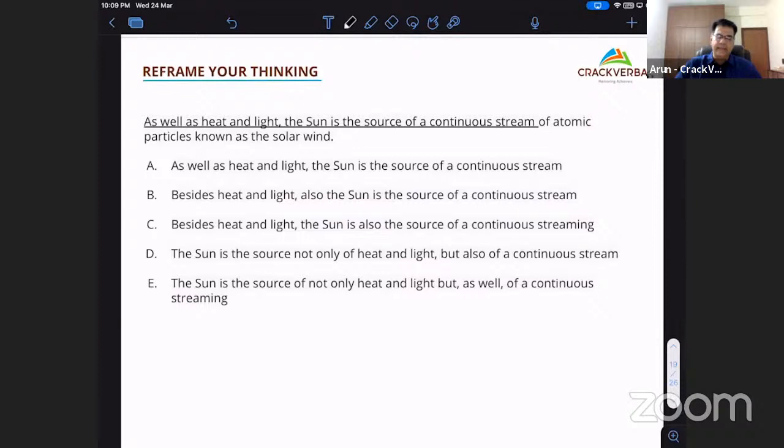As well as heat and light, the sun is the source of continuous stream of atomic particles known as solar wind. Besides heat and light, also the sun. Besides heat and light, the sun is also the source of continuous streaming. The sun is the source not only of heat and light, but also of continuous streaming. And finally, the sun is the source not only heat and light, but also of the continuous streaming. What do you think is the answer? Go ahead and let me know in the chat.